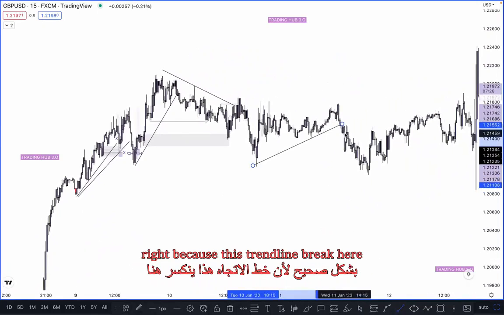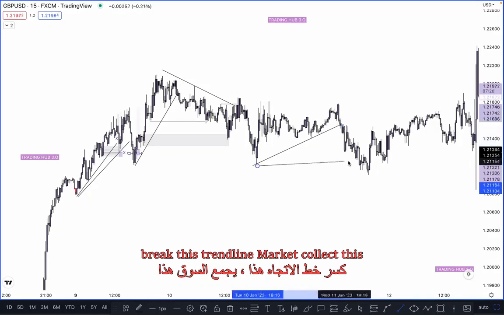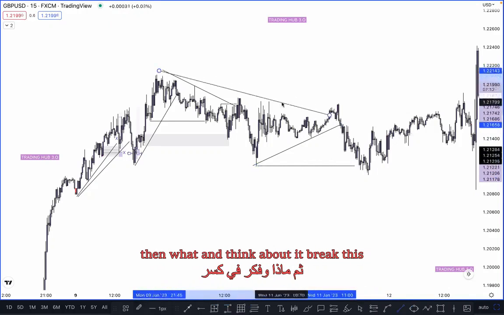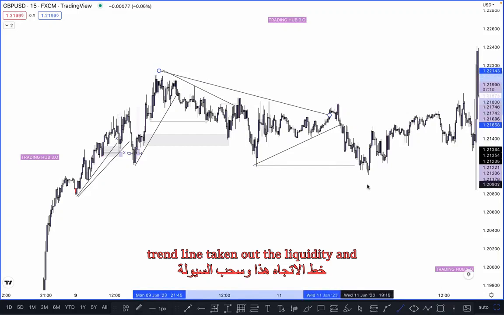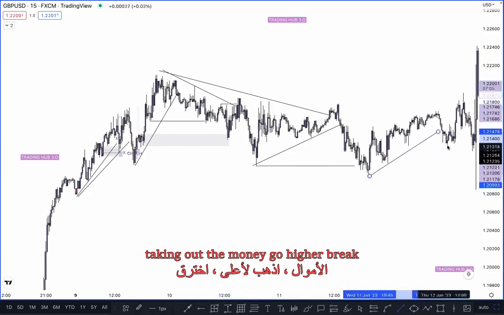Because this trend line breaks here, but what happened? As we know, after breaking this trend line, the market collects the liquidity, and then the market pushes higher again. Then think about it: it breaks this trend line, takes out the liquidity and pushes downside, and this happens most of the time. Break the trend line, take out the money, go higher.